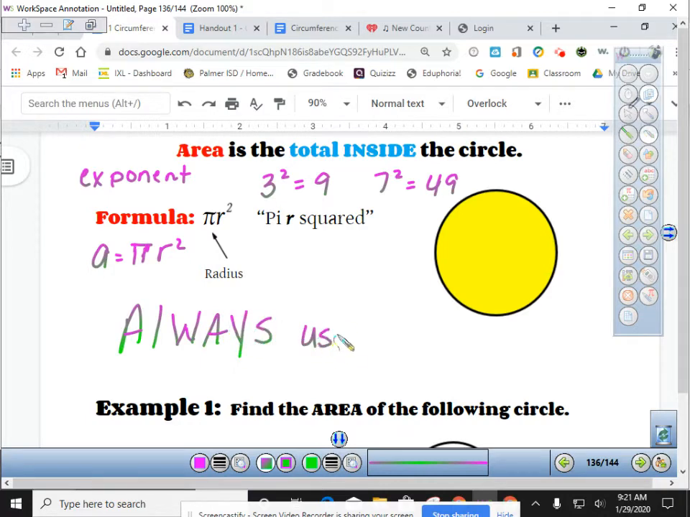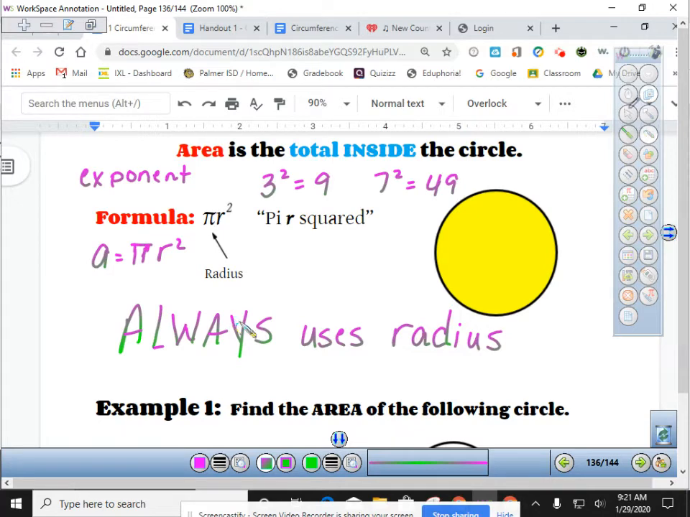Always uses radius. Do you think down the line, maybe in the next minute or so, you're going to get a circle with a diameter and ask for the area? Yes. You just divide it by 2.